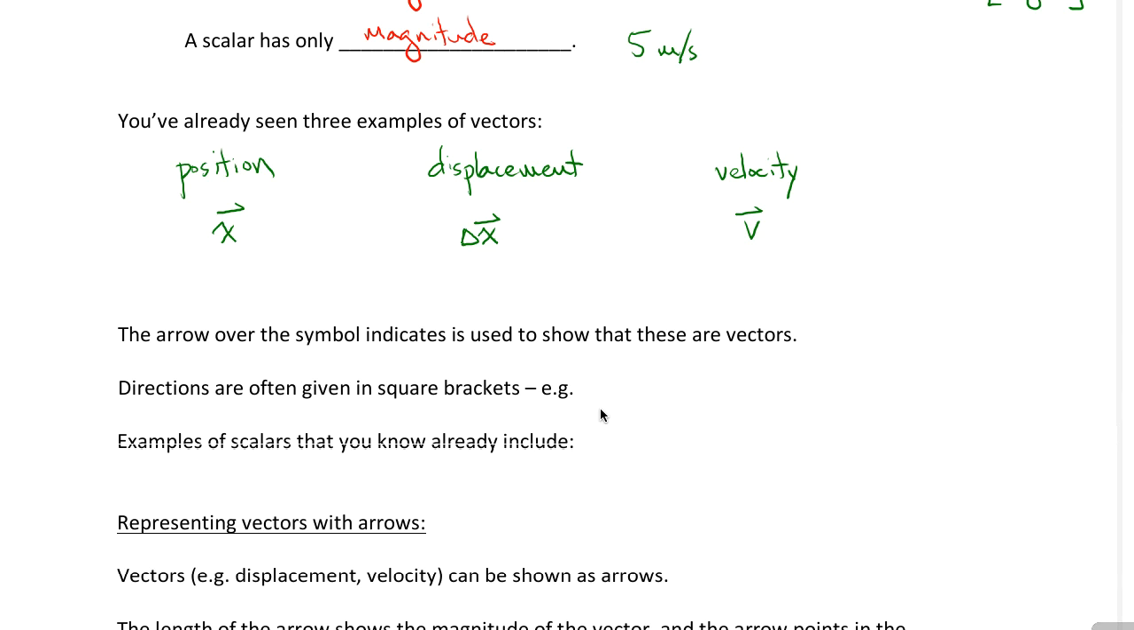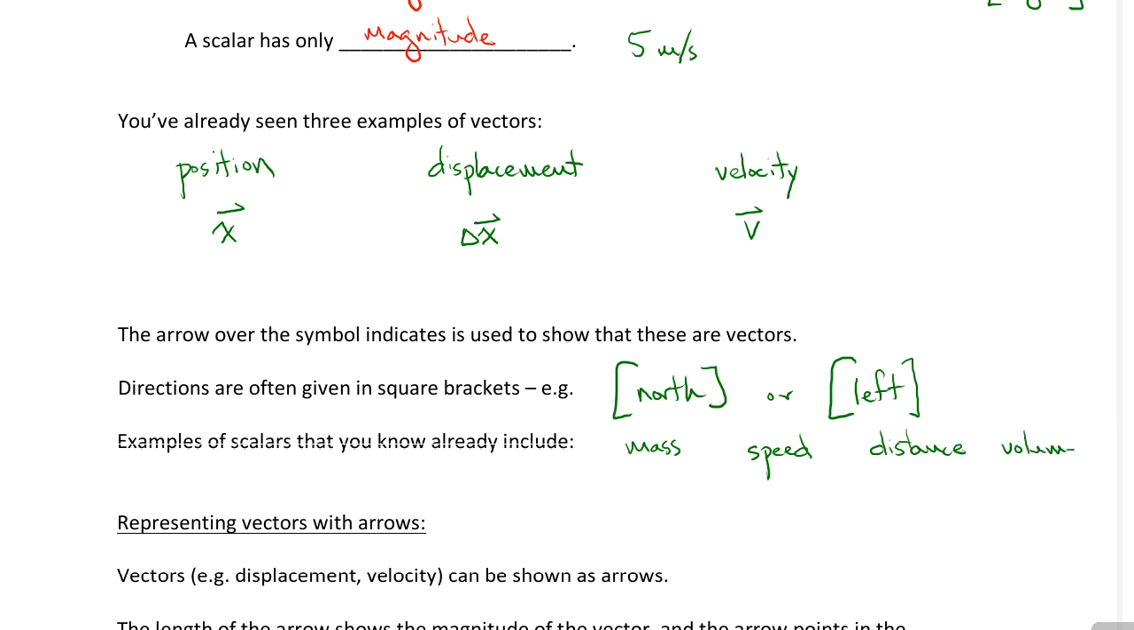As you saw above, when we write directions, we often give them in square brackets, so something like north or left or something like that. Now, you also already know a lot of different scalars. For example, mass is a scalar. Something can have a mass of 3 kilograms. That doesn't have a direction. We said that speed was an example. Distance is an example. Volume is another example. None of these have direction, so they are all scalars.